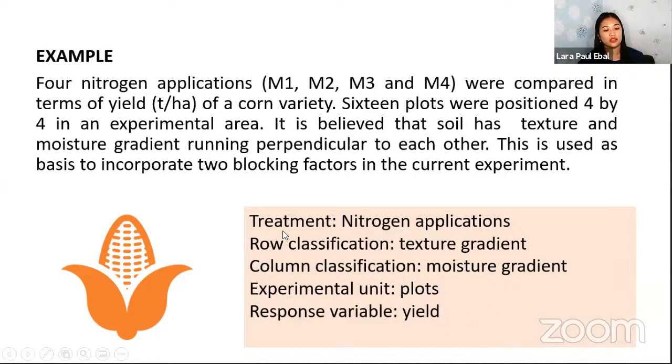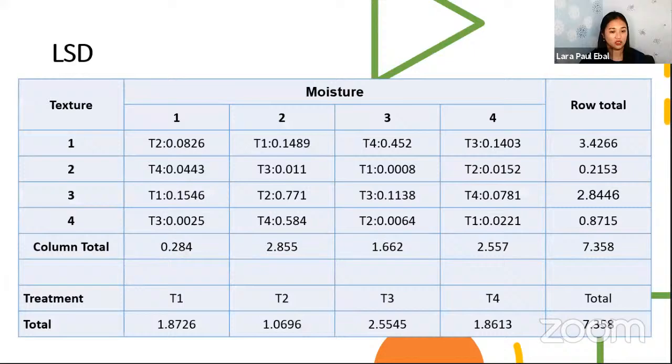So I think naintindihan naman siguro kung ano yung treatment, kung ano yung row dito, okay, yung column. Okay, so it depends on the researcher kung ano yung i-assign niya sa row and kung ano yung i-assign niya sa column. So in this example, I assigned the soil texture gradients as row factor, and then the moisture gradient as the column factor. Okay, then these are applied to plots, kaya yung plots yung experimental units. Then the response is the yield.